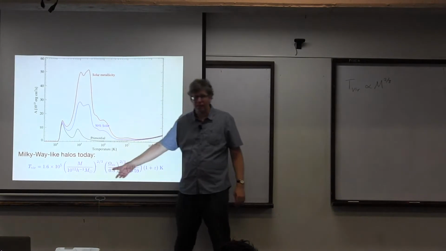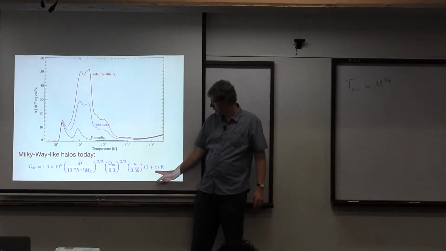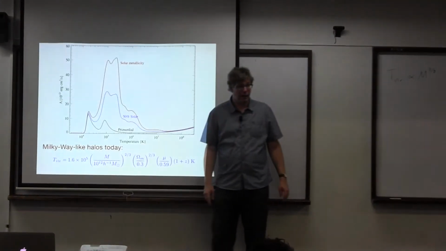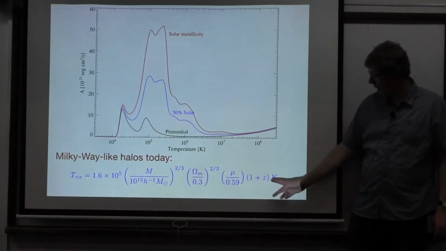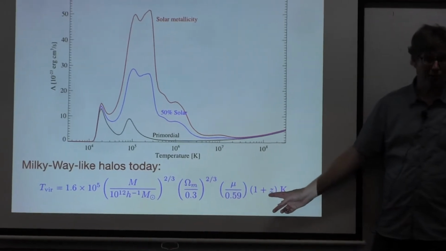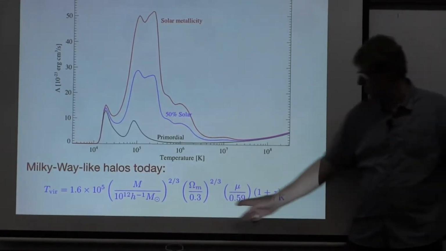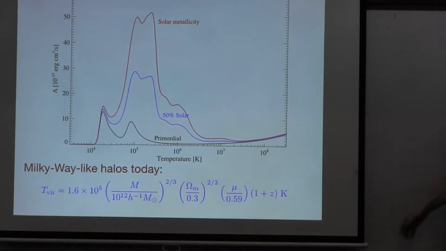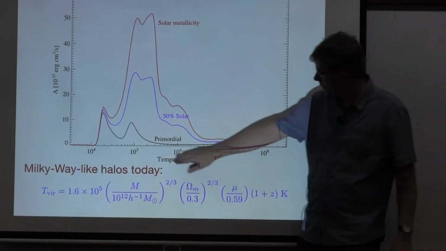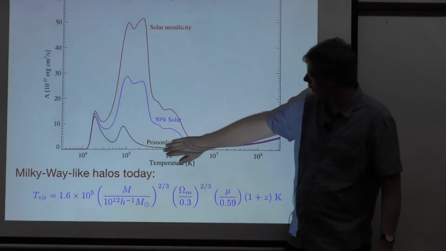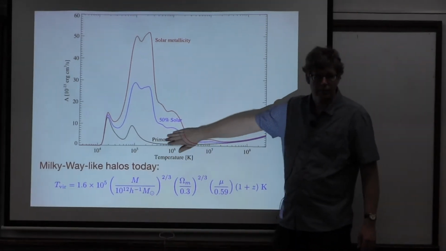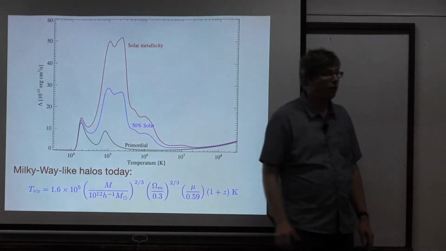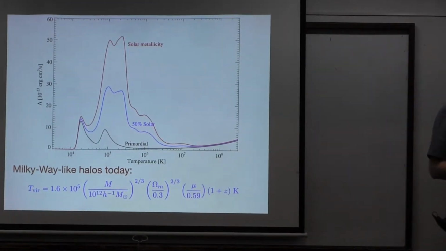I found that in the Milky Way-like halo, the temperature was about 100,000 Kelvin at redshift 0. A Milky Way-like halo at redshift 3 would be 4 times that, so getting close to 1,000,000 Kelvin. And that means that the Milky Way cooling curve is somewhere in this regime. Okay? And this is part of the reason why it's efficient to form stars in the Milky Way type halo.